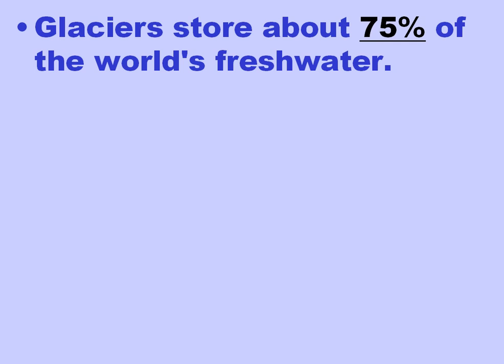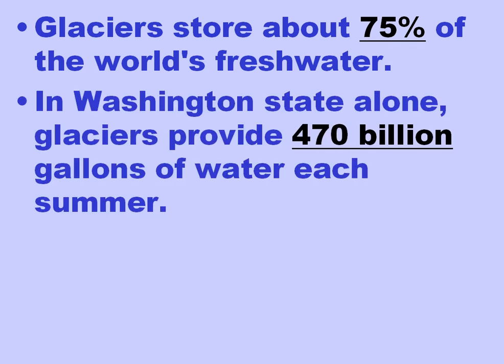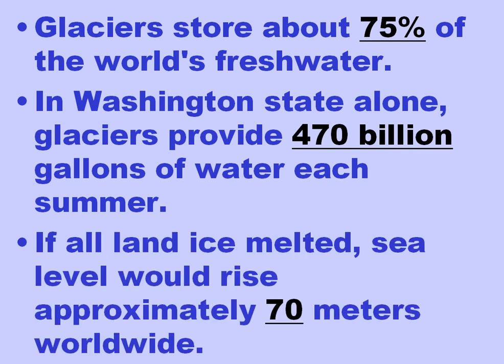Living in Wisconsin, you have the Great Lakes, and Wisconsin is home to like 12,000 to 14,000 lakes. So you see water all over the place, but most of the water on our planet is locked away in glaciers. And in states like Washington, glaciers produce about 470 billion gallons of water each summer. And if all the land ice were to melt, sea levels would rise approximately 70 meters worldwide.